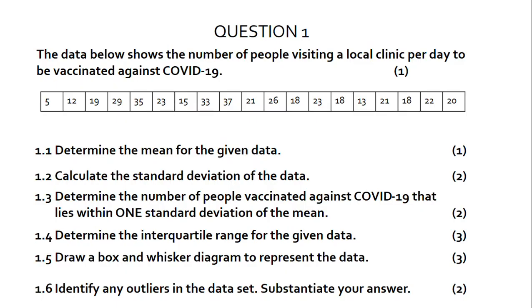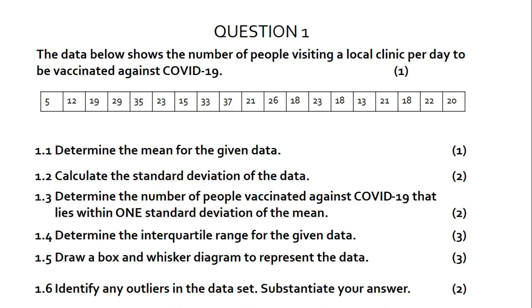So this is a question from one of the previous question papers that were written by grade 11. It says the data below shows the number of people visiting a local clinic per day to be vaccinated against COVID-19.